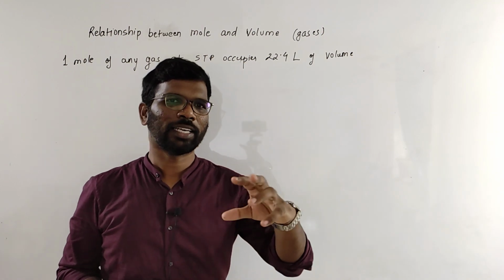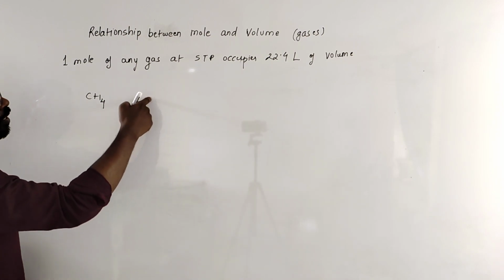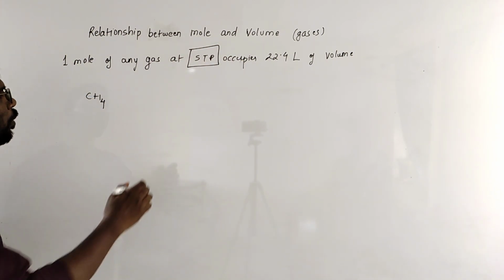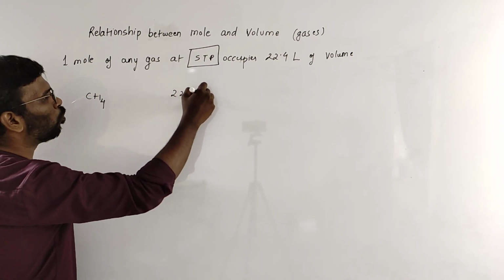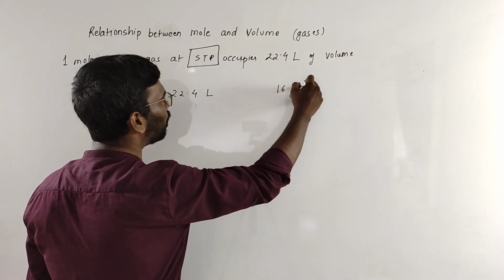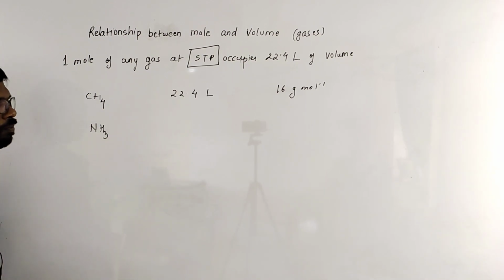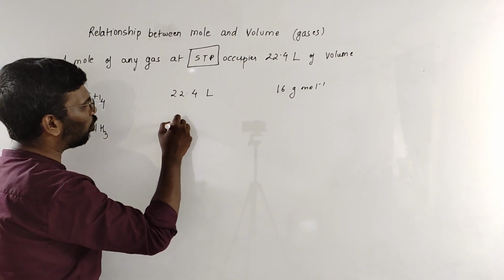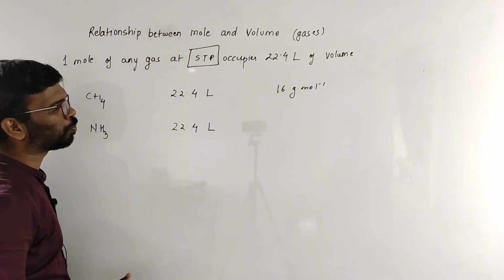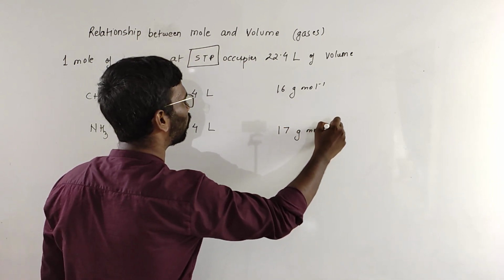Let's take an example of methane. Methane is a gas. At standard conditions of temperature and pressure, how much volume will it occupy? It is going to occupy 22.4 liter. This is methane, whose molar mass is 16 grams per mole. Let's take ammonia, NH3. This is also going to occupy a volume of 22.4 liter at standard conditions of temperature and pressure, and the molar mass is varying. It is 17 grams per mole.